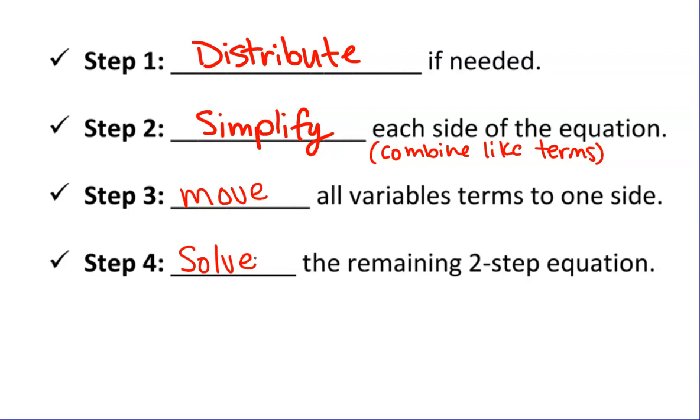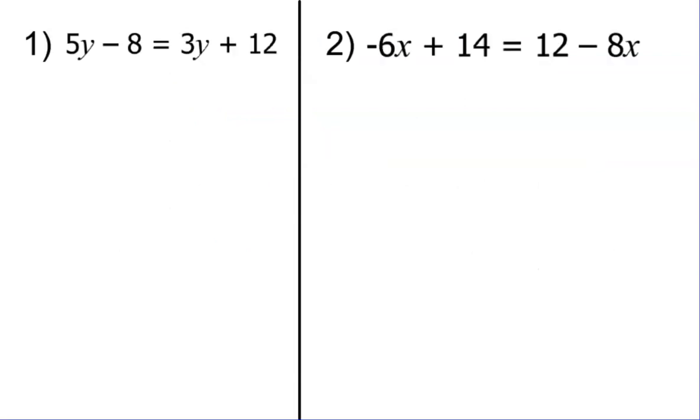Maybe this will jog some memories for you. So this first one, I have 5y minus 8 equals 3y plus 12. I want to get y by itself. So nothing to distribute, so I'm going to go on to step 2. Nothing to simplify on either side. Step 3, start moving stuff over. I want all my variables together, so I'm going to subtract this 3y to my other side. This gives me now 2y, because 5y minus 3y is 2y. Still have minus 8. And now this side is just going to be a 12.